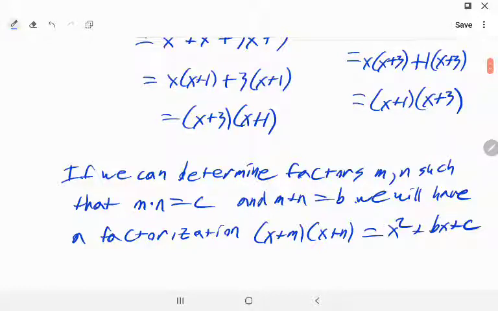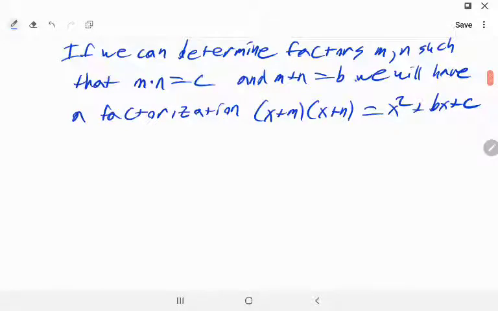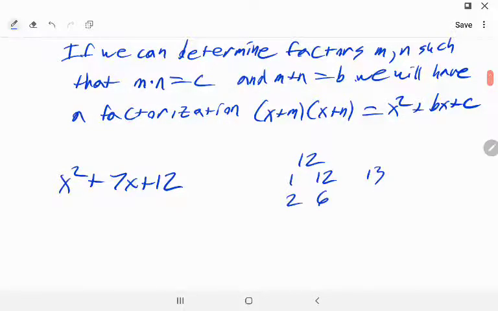But we don't actually need to do the factoring by grouping, because if we have x squared plus bx plus c, once we find the correct m and n, that factorization is always going to work. So if we looked at x squared plus 7x plus 12, we have to go down the list of factors of 12. We look at 1 and 12, adds up to 13. 2 and 6 adds up to 8. 3 and 4 adds up to 7.